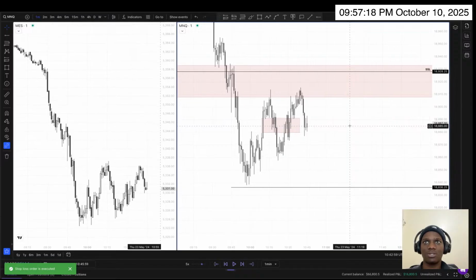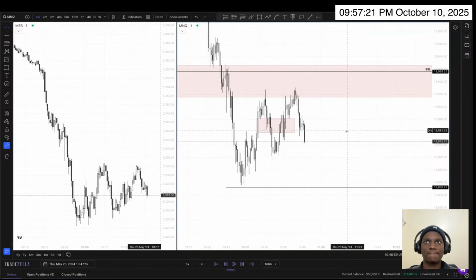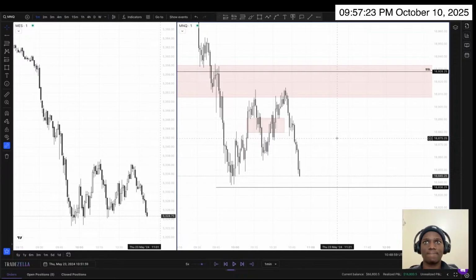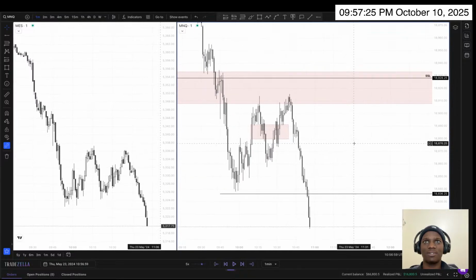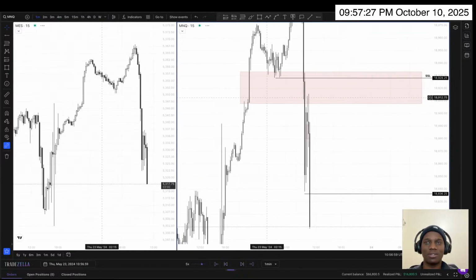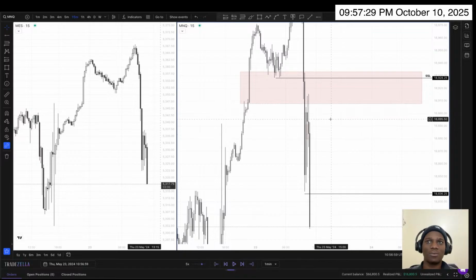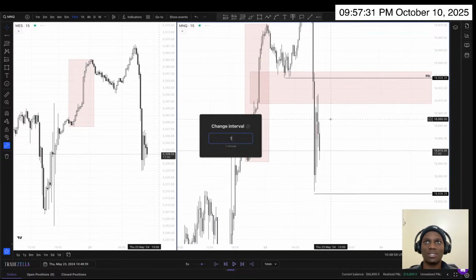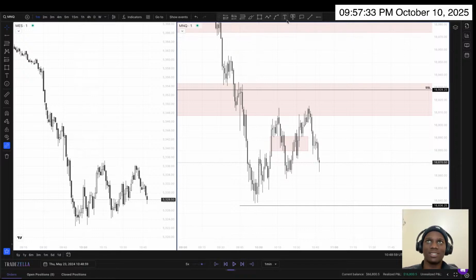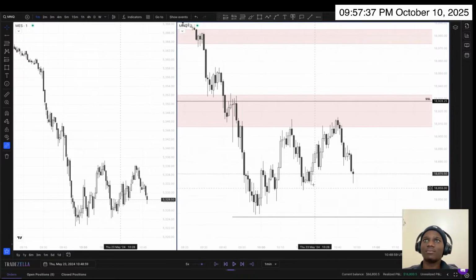See, sells were cooked, but then price ends up offering a better opportunity. Look at this sweep here. Go to 15. Whoa, bro, look at this. I wouldn't obviously directly enter after seeing this loss, but if we zoom in, look at this sweep here.